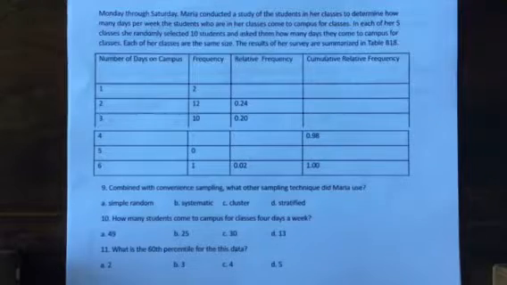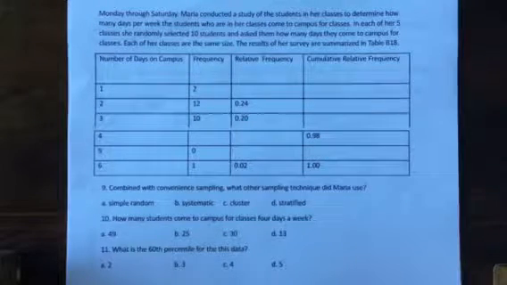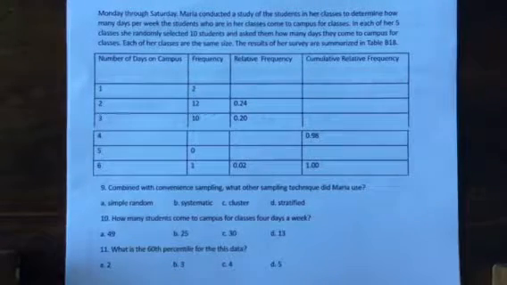In each of her 5 classes, she randomly selected 10 students, and that means 10 times 5, 50 students total, and asked them how many days they come to campus for classes, right? So she's doing data collection. Each of her classes is the same size. The results of her survey are summarized in the following table.